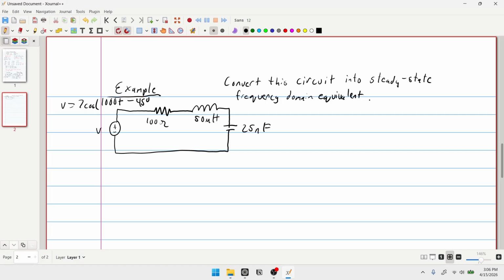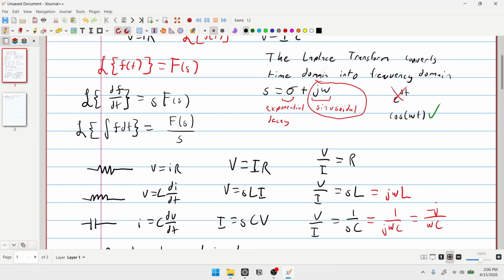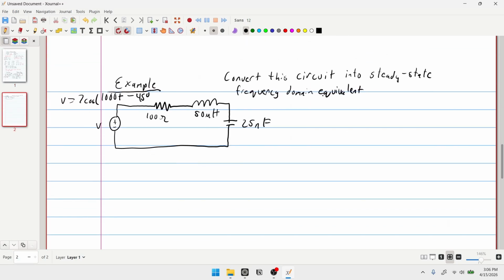Okay, and so what does steady state mean? Basically, it just means to ignore the exponential decay part that we saw over here. So we'll just be working with j omega as s. So let's remember our impedance formulas. We have R, it's just going to be the same. For the inductor, we have j omega L, and for the capacitor, we have negative j over omega C.